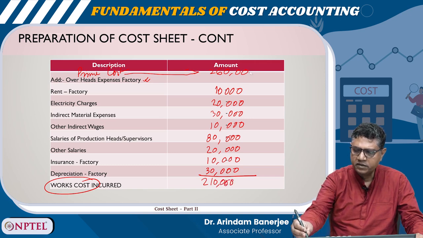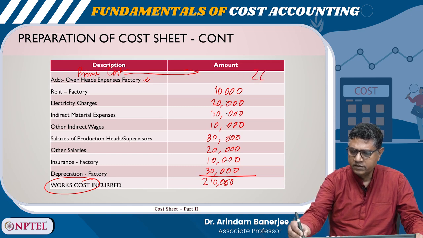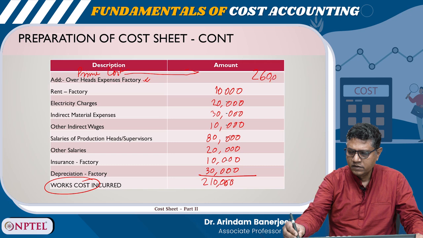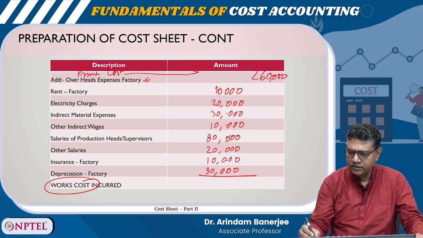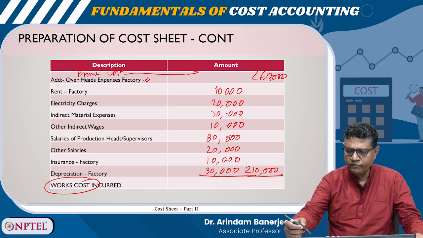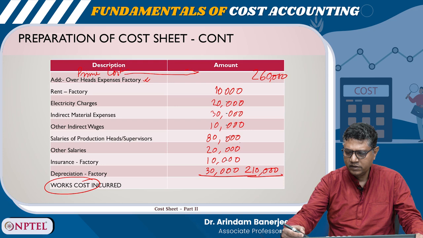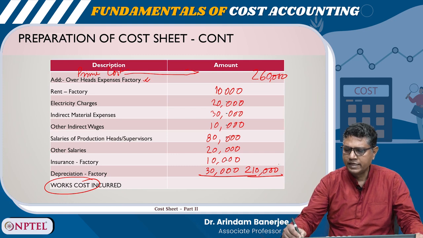Let me make 2 columns here. So, it is 2 lakh 60. In the outer column if I write, it is 2 lakh 10. Let us check it once again. Yeah, 2 lakh 10, right.